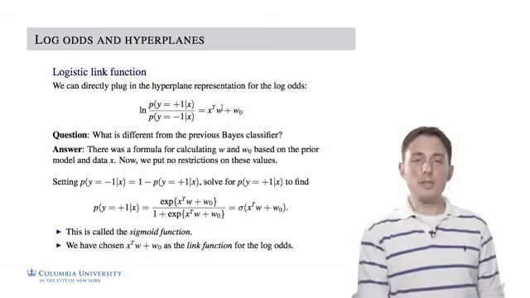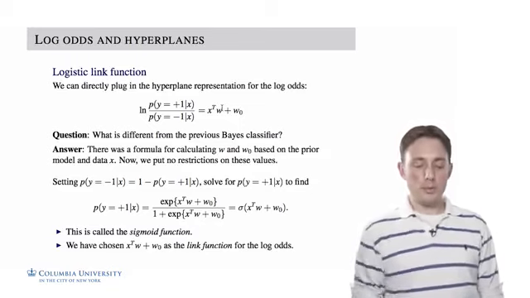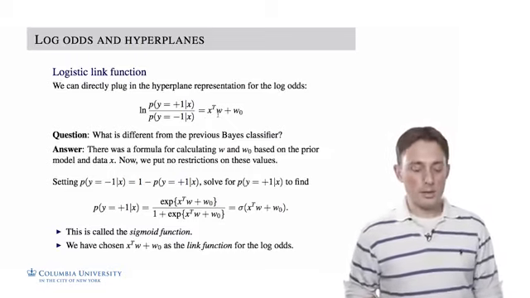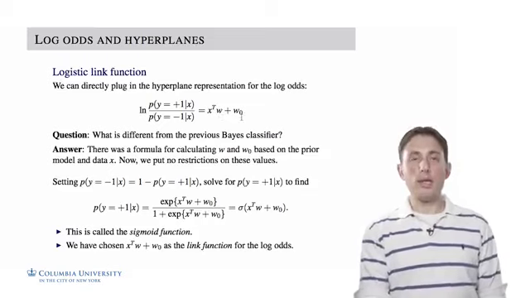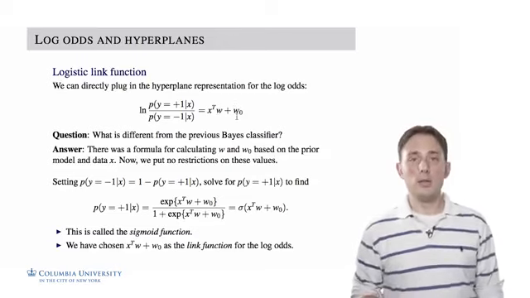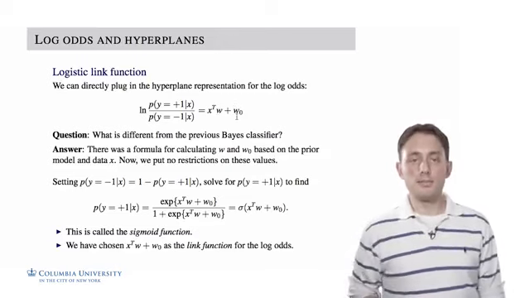So now the difference between this representation and the Bayes classifier representation through linear discriminant analysis is that we're not going to put any restrictions at all on the vector W or the offset W naught. So we're going to let them be anything.